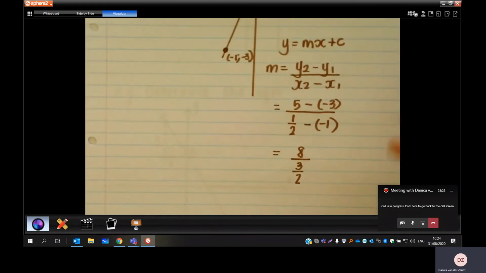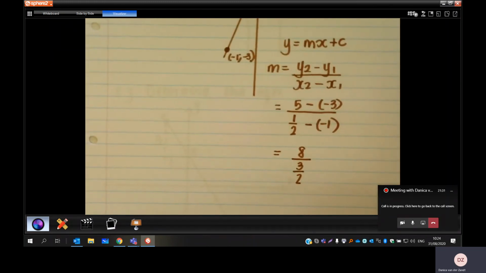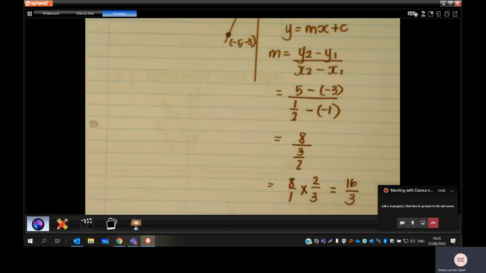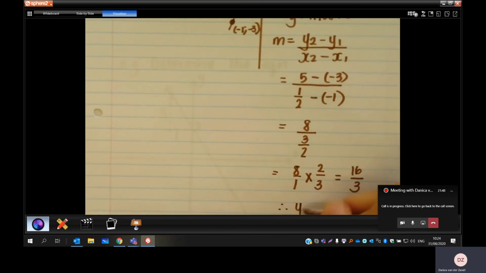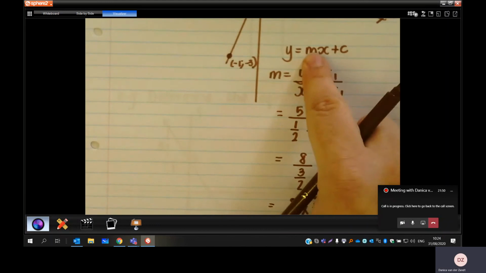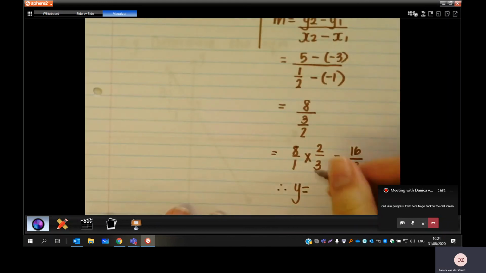Now you can either take the easy way out and check on your calculator, or we can tip and times. 8 over 1 times 2 over 3 is going to give me 16 over 3 as my gradient. Therefore, I now know that I can cut the m from there and paste it with 16 over 3.